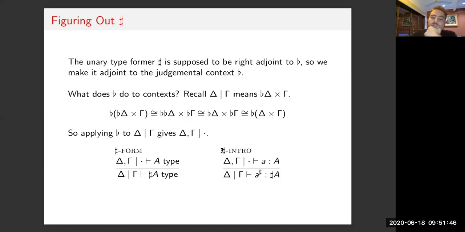Okay, so how does this help us for sharp? Well, if sharp is going to be right adjoint to this operation, then we can just make that happen. For example, in the intro rule, this side here is flat applied to this context. Then transposing across the adjunction, we should get a map from this context into sharp A. And the formation rule just follows the same pattern.